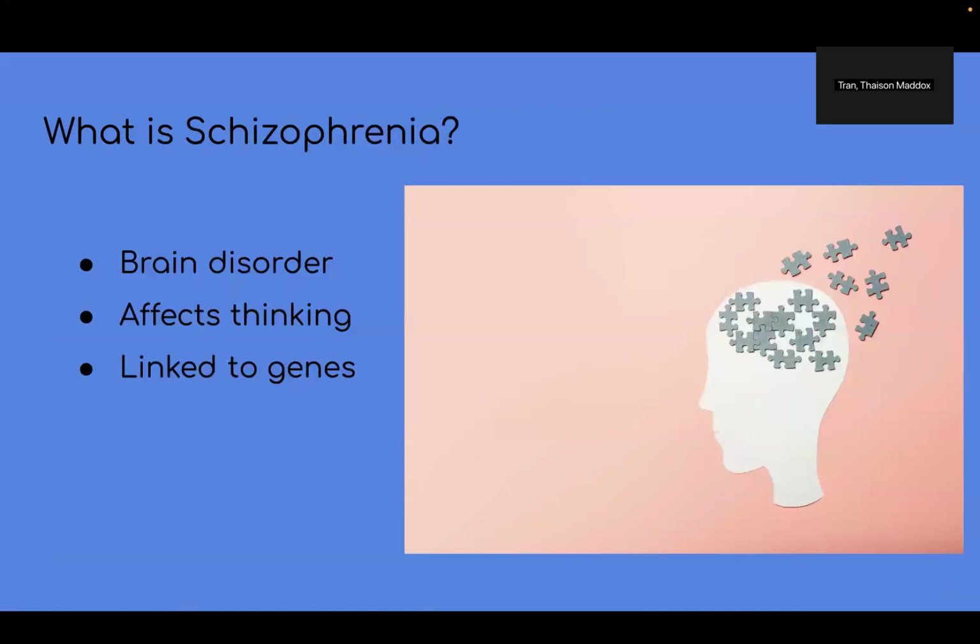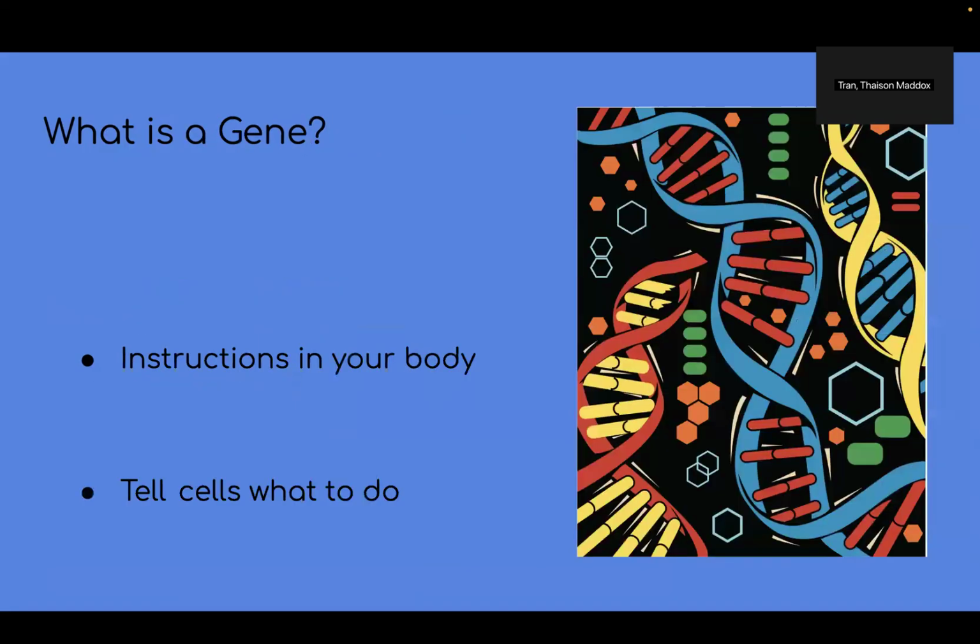And as mentioned earlier, the disorder is schizophrenia. Some of y'all may know people with schizophrenia, but what exactly is it? Well, schizophrenia is a disorder that affects how people think and understand reality. Scientists believe that genetics play a big role in causing it. Now, what is a gene? A gene is like a set of instructions in your body. It tells your cells how to work and what to do.